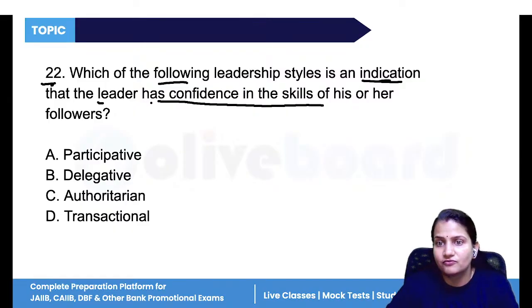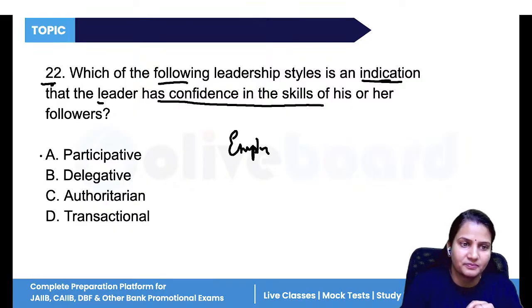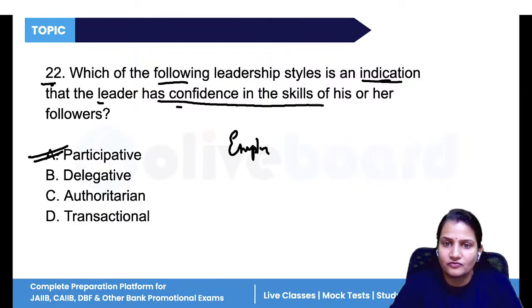So they will feel that they have confidence in their followers when they have given their followers a chance to participate in all the action, in all the work, they can give suggestions, and whatever decisions are taken by the leader, the members are also allowed to participate. Members means the employees are also allowed to participate. So it is participative. So the style in which the leader has confidence in the followers' skills is known as participative.